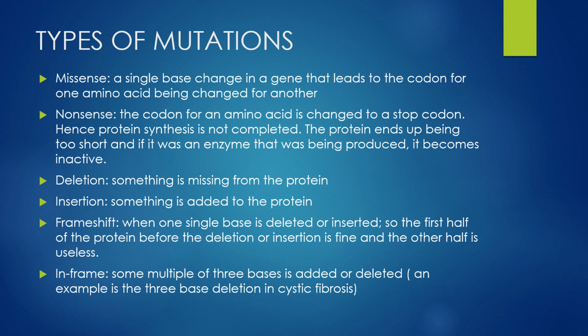Now we have frame shift and in-frame mutation. Now in frame shift mutation, what happens is that a single base is either deleted or inserted. So what happens is that the first half of the protein before the deletion or the insertion is fine, and then we have the other half being totally useless. And obviously this can cause problems if the insertion or deletion happens at the very beginning of protein synthesis. Now in an in-frame mutation, what happens is that you have a multiple of 3 bases being added or deleted. An example, as we see here, is the 3-base deletion in cystic fibrosis.